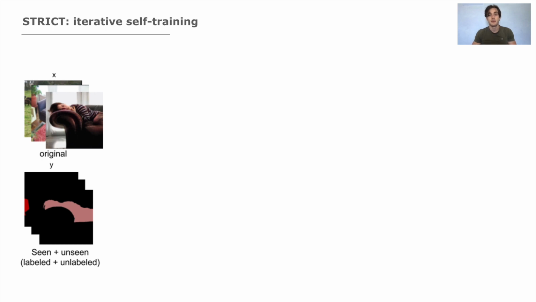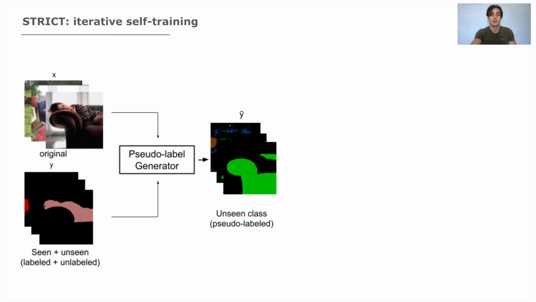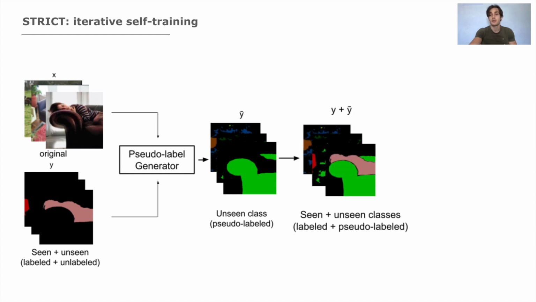As step 3, the image X and the ground truth Y with labeled pixels for seen classes is given to a pseudo-label generator. It is applied to the unlabeled pixels of training images to generate pseudo-labels for examples of unseen classes. The obtained pseudo-labels are then combined with the ground truth for the seen classes to obtain a new ground truth to fine-tune the model in this step.